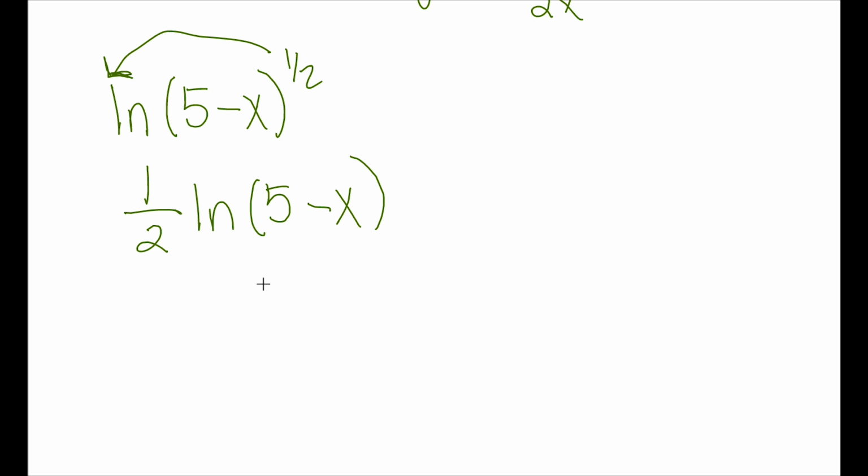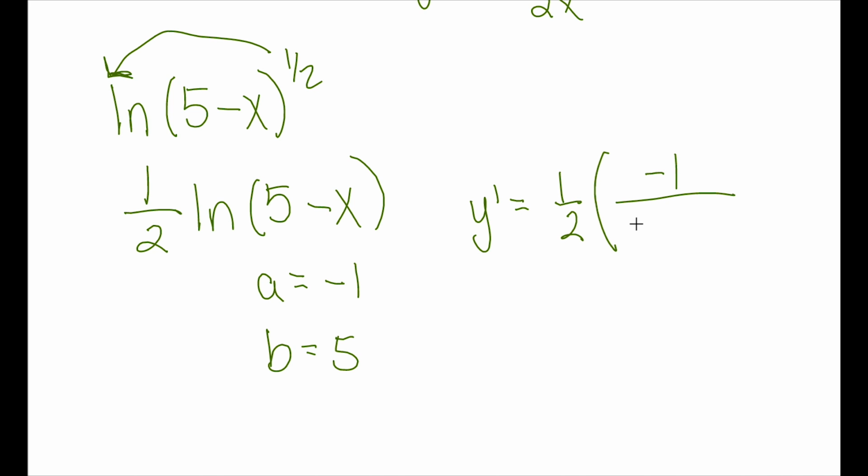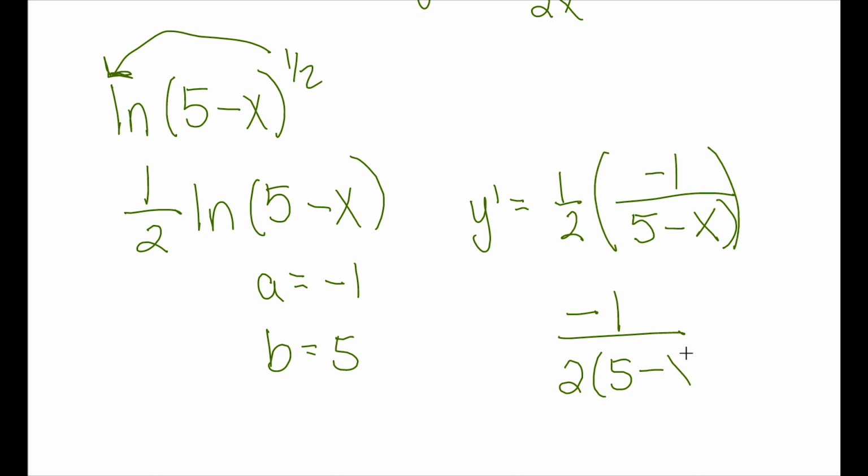Be careful when they write it backwards. a is always the coefficient of x, so here it's -1, and b is the constant, which is 5. So y prime is equal to 1/2 times a over ax plus b, or 5 minus x. And then we can just distribute to get -1 over 2 times 5 minus x.